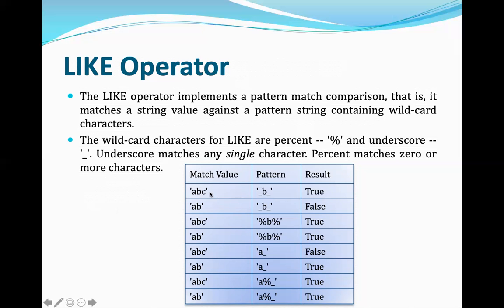So let's say I want to match any name like ABC, and I write LIKE underscore B underscore. It means that here it would be any character, and here it will be any character, but the second character should be B. So if we compare and want ABC as output, then we'll get ABC as the output.